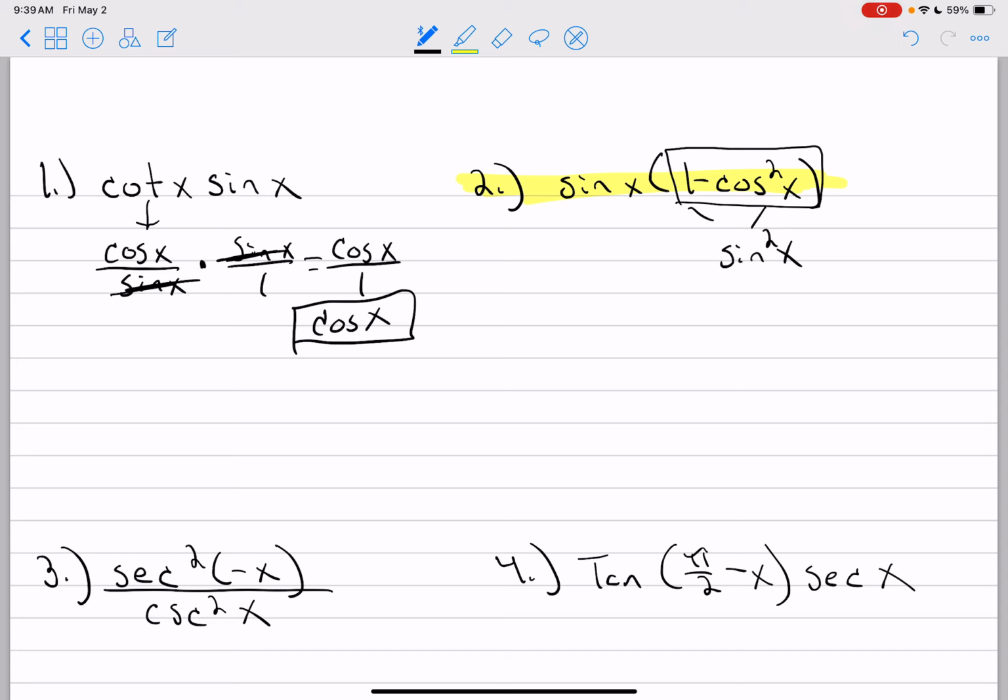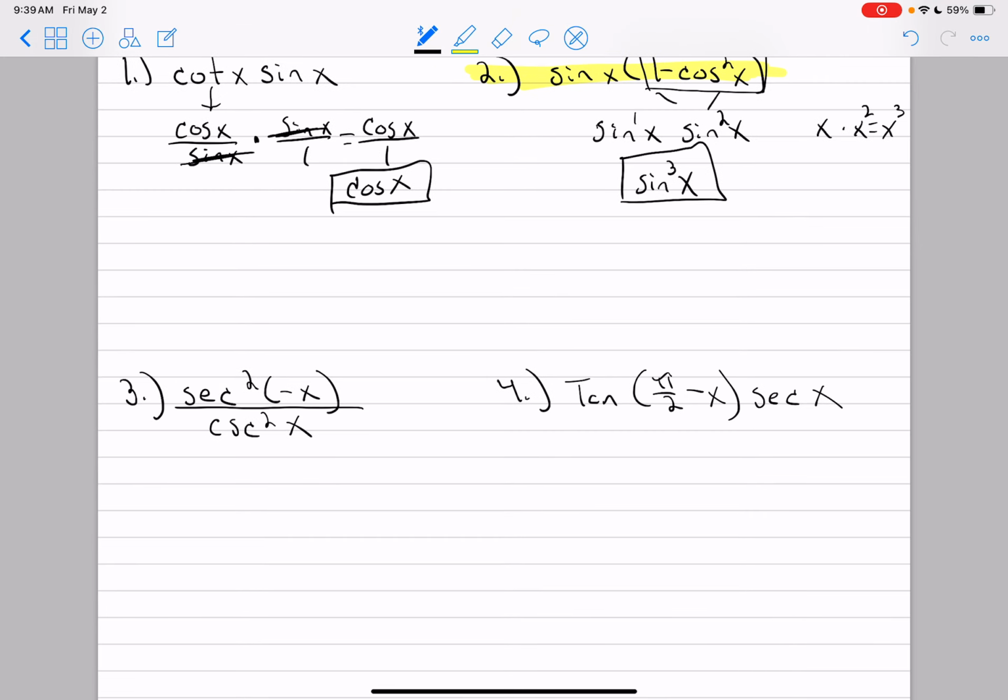Okay. So then you should be like, okay, I converted that one. Now I have that times sine of x. Well, look at this. I have sine of x times sine squared of x, right? So if I have x times x squared, what does that equal? X cubed. So sine to the first times sine to the second is sine to the third x.